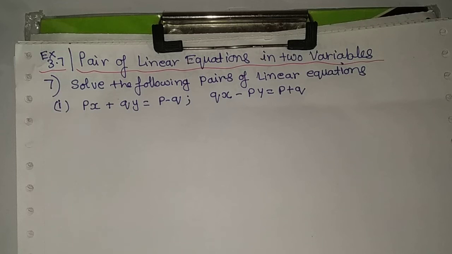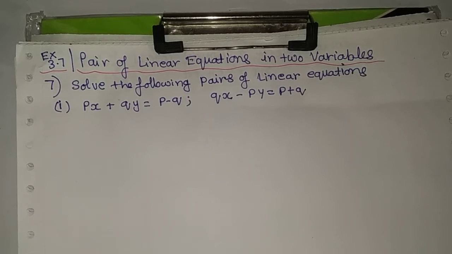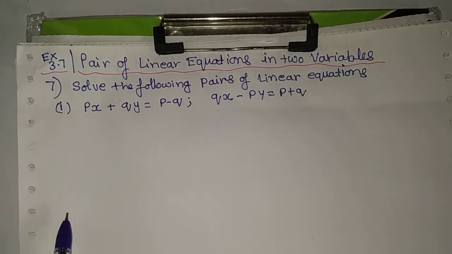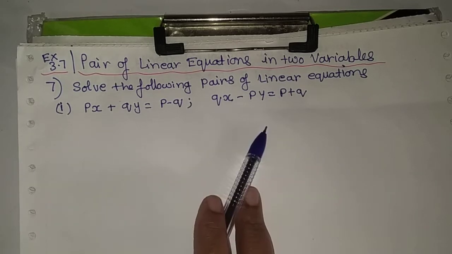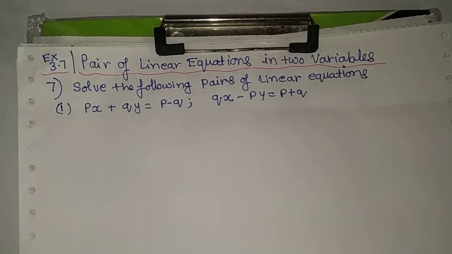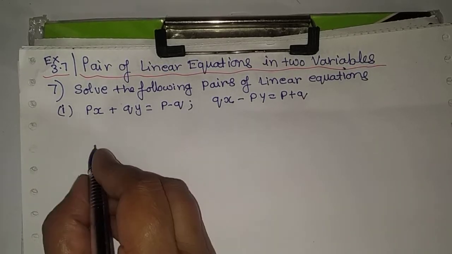Welcome back, students. In this class we continue the pair of linear equations in two variables, chapter 3, exercise 3.7, seventh problem. Here in the seventh problem we start the first subproblem. The problem given is: solve the following pair of linear equations. So the pair of linear equations are given. First we'll start the solution. So these are the two equations given.